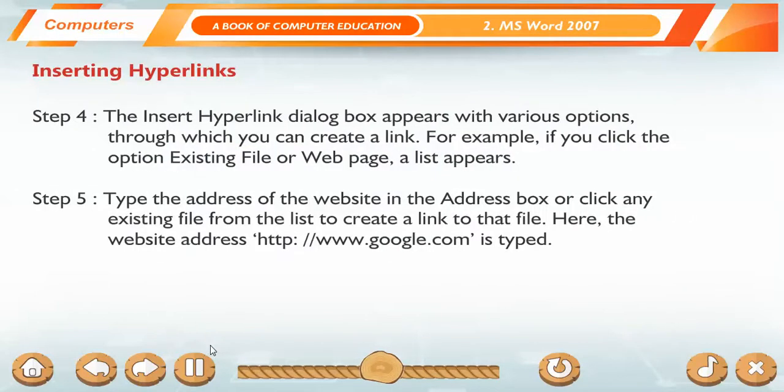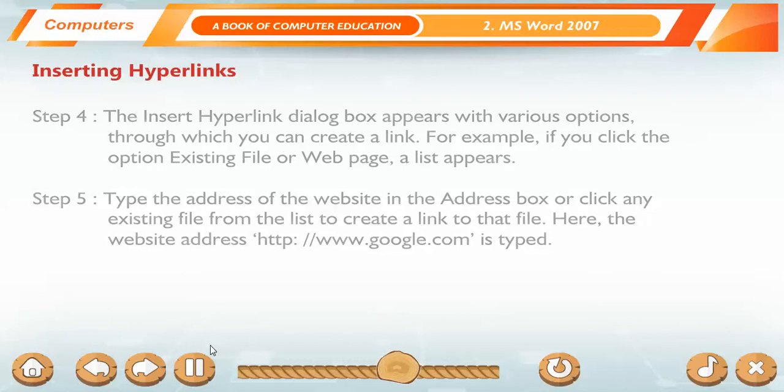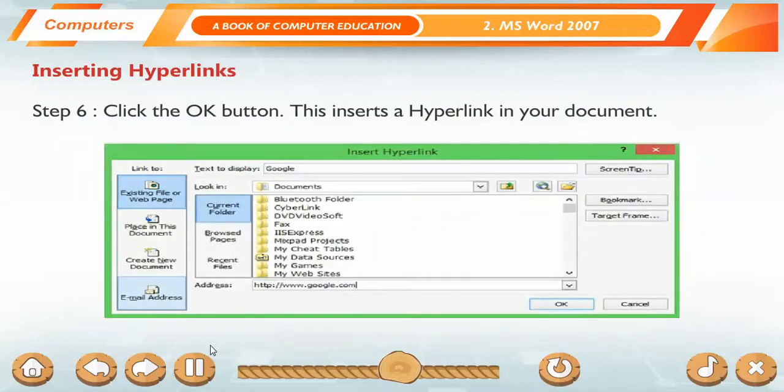Step 4. The Insert Hyperlink dialog box appears with various options through which you can create a link. For example, if you click the option Existing File or Web Page, a list appears. Step 5. Type the address of the website in the address box or click any existing file from the list to create a link to that file. Here, the website address http://www.google.com is typed. Step 6. Click the OK button. This inserts a hyperlink in your document.